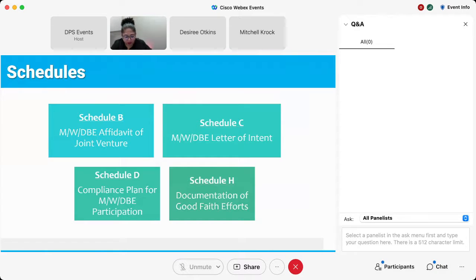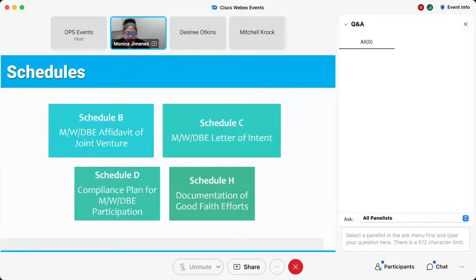So for every solicitation that's issued by the Department of Procurement Services, contract goals are incorporated into each specification. Before a contract is awarded, the compliance unit reviews the compliance plan that has been submitted by the contractor. The compliance plan will consist of various schedules.